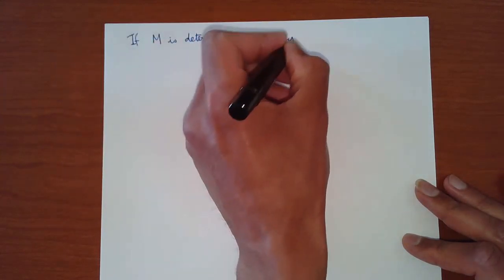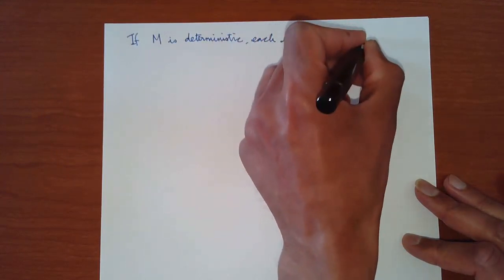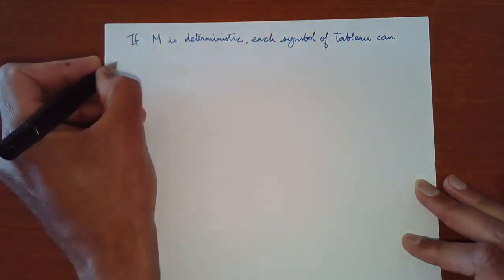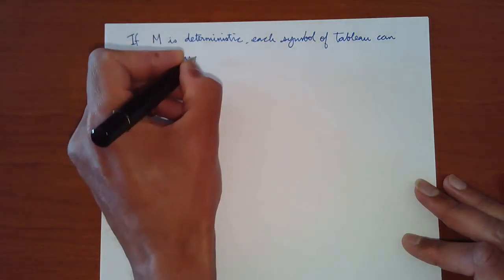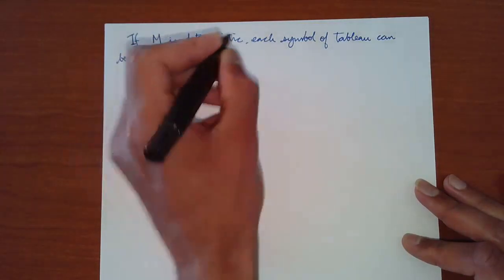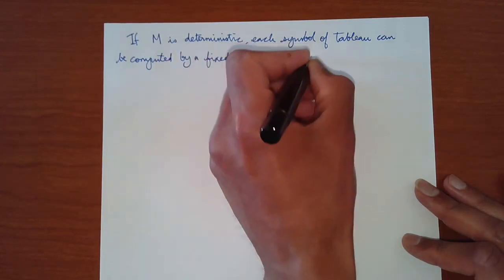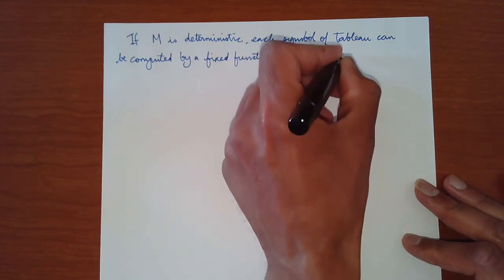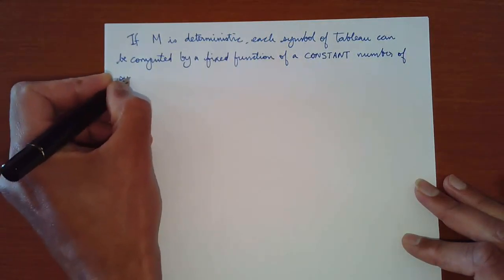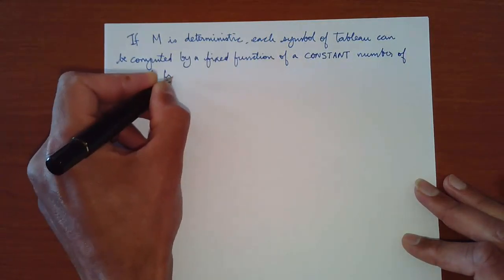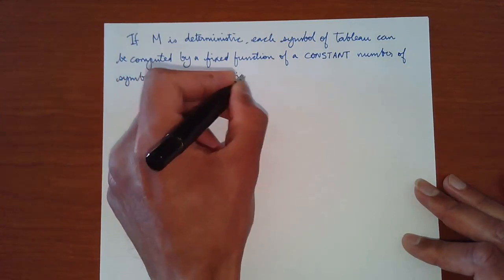then each symbol of the tableau can be computed by a fixed function of a constant number of symbols from the previous configuration string.